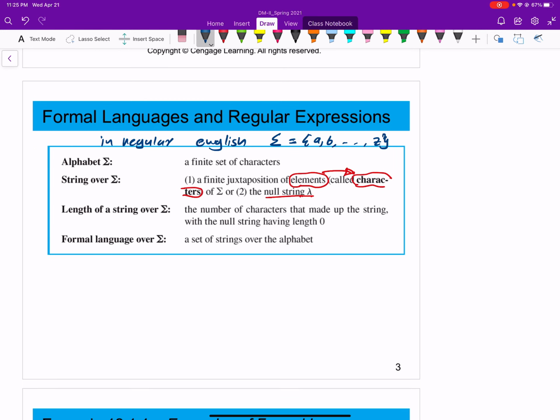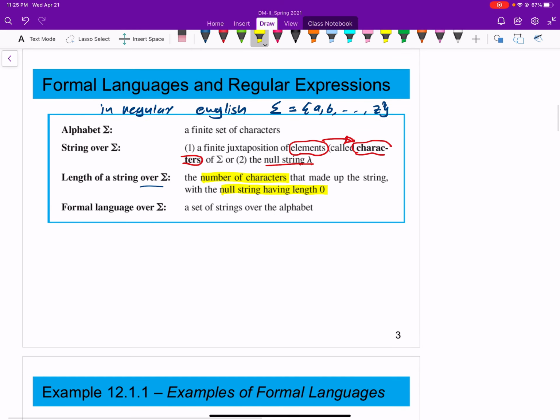And then let's talk about the length of a string over sigma. It is the number of characters that make up the string, with the null string having length 0. So the length of the string is the number of characters in the string. Then a formal language over sigma is a set of strings over that alphabet.